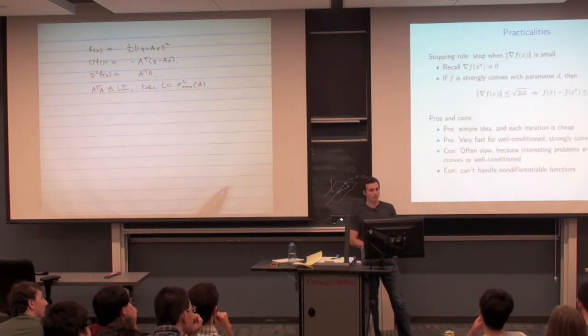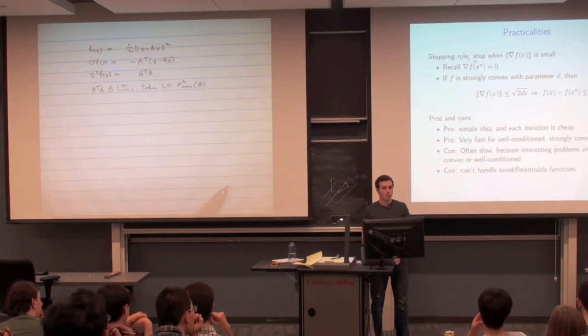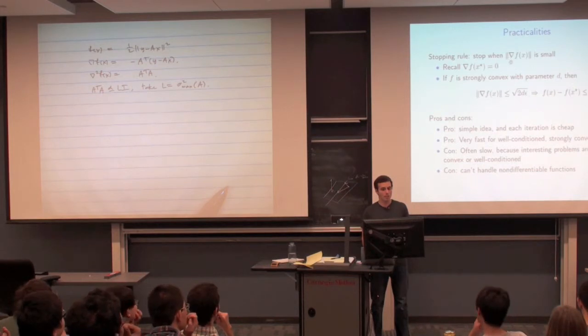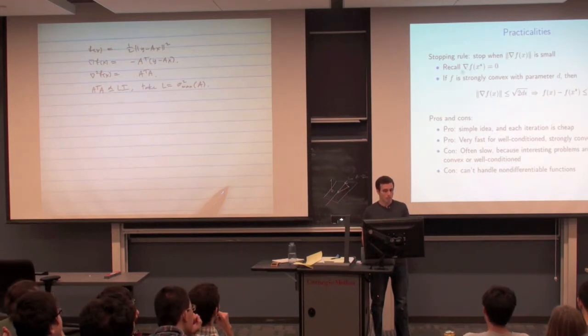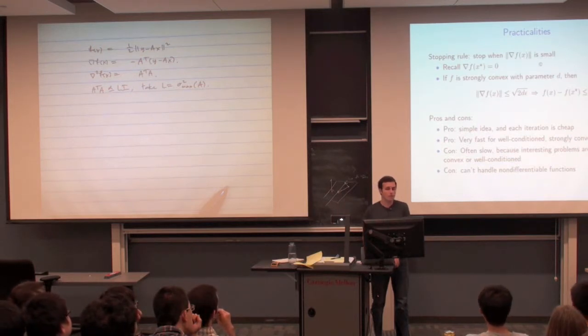Okay, so quick recap. Or maybe actually, I told you I'd talk about stopping rules, so let's go through that. Basic stopping rules look like this: stop when the gradient is small. Well, why is that reasonable? It's reasonable because at the minimum, the gradient is zero. So if it's small in magnitude, we think we're close to the minimum. And all the rules that you can read about in your book are derivatives of this. They basically use this idea.